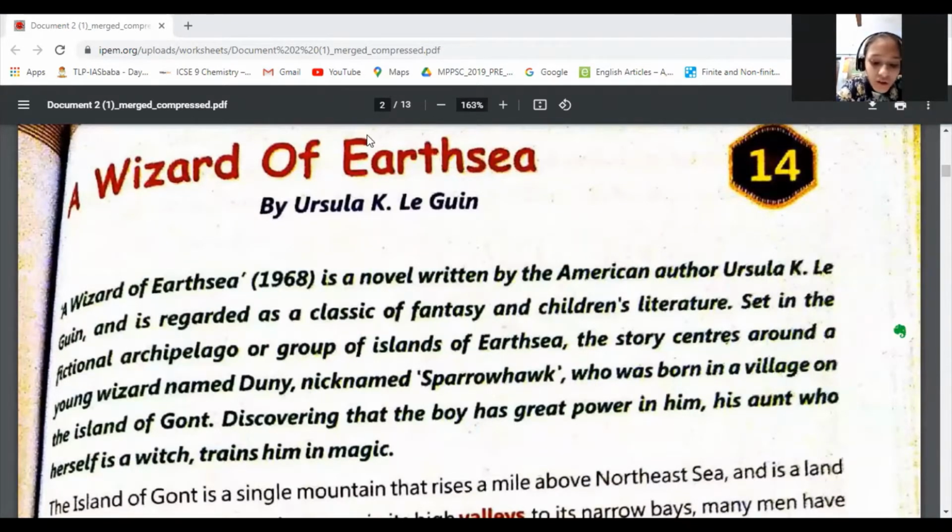A Wizard of Earthsea is a novel written by the American author Ursula K. Le Guin and is regarded as a classic of fantasy and children's literature. Set in the fictional archipelago or group of islands of Earthsea, the story centers around a young wizard named Duny, nicknamed Sparrowhawk, who was born in a village on the island of Gont. Discovering that the boy has great power, his aunt, who herself is a witch, trains him in magic.